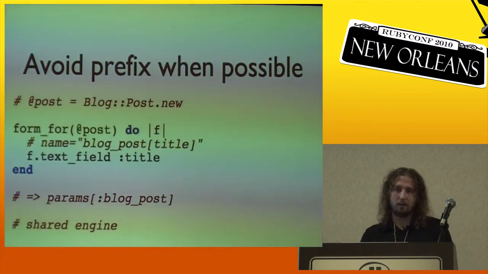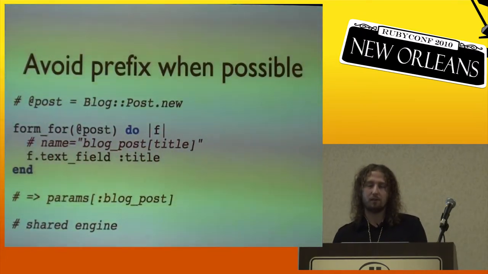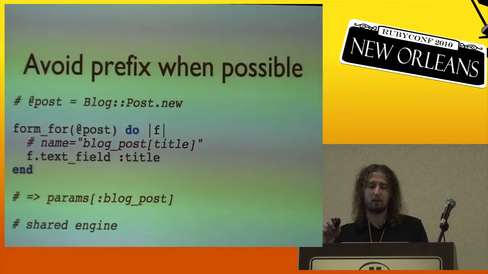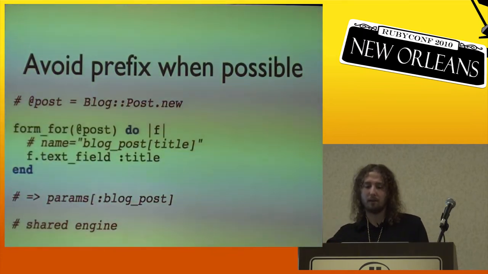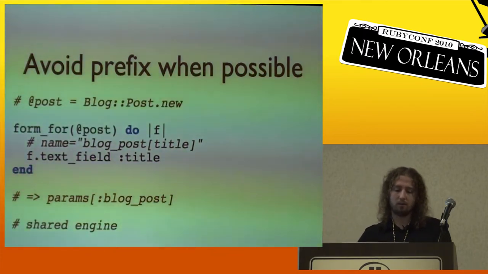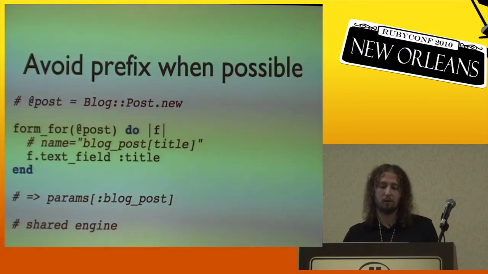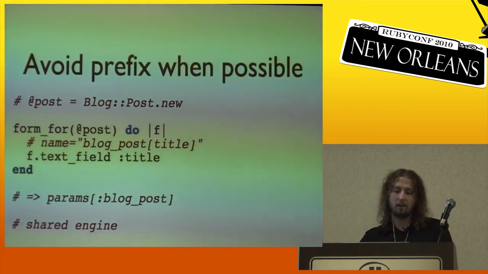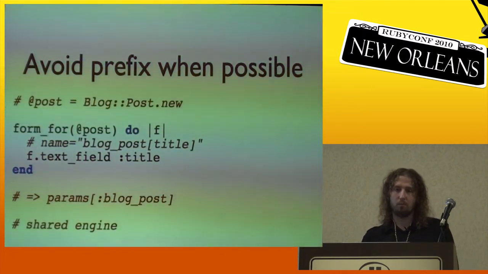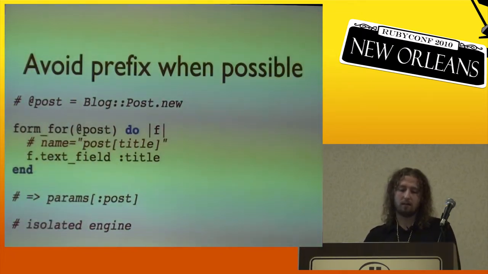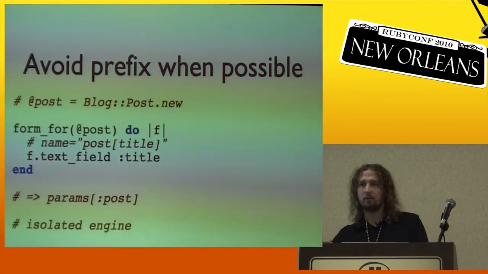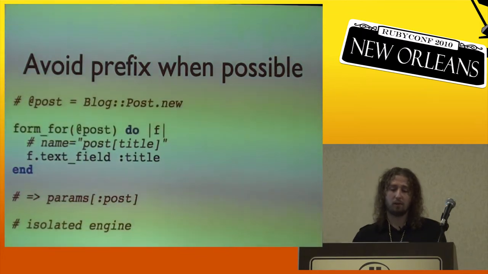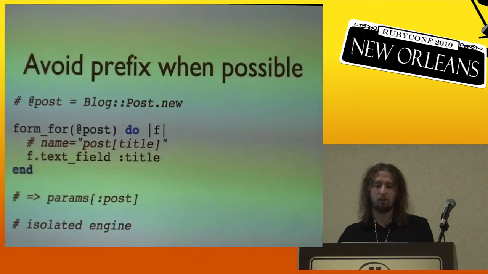And the next thing is avoiding prefixes, because it would be a pain to write through the entire application blog underscore something. So in a shared engine, if you have Blog::Post, you will end up with names like blog underscore post title, and you will have to use params blog underscore post. And in an isolated engine, we know that all the models and controllers are prefixed with that blog underscore, so we can skip it because we know how to do it.